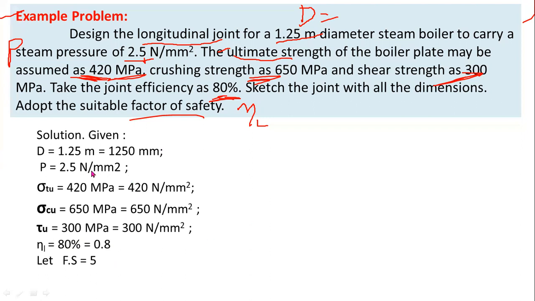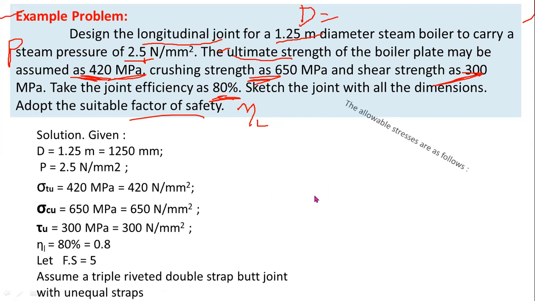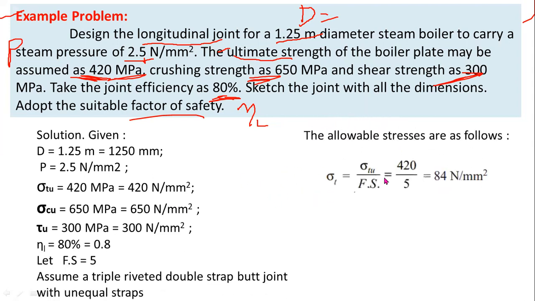From the given values, first you have to find the safe or permissible stresses. These three are the ultimate or maximum stresses, but you have to use permissible or design stresses. To determine the permissible, design or working stresses, you have to use the factor of safety. This is the formula for safe tensile stress: safe or permissible tensile stress equal to maximum stress by factor of safety.